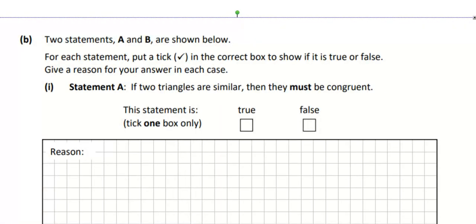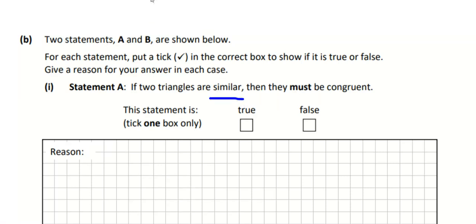Now, two statements are shown. If two triangles are similar, they must be congruent. What does that mean? What does similar mean? Anybody similar?